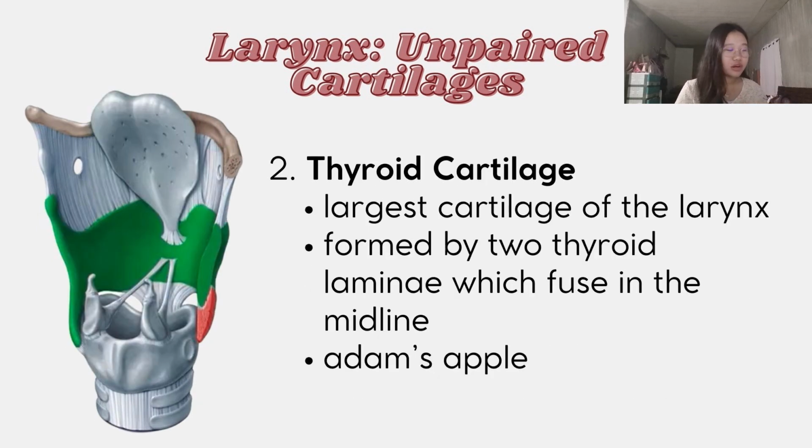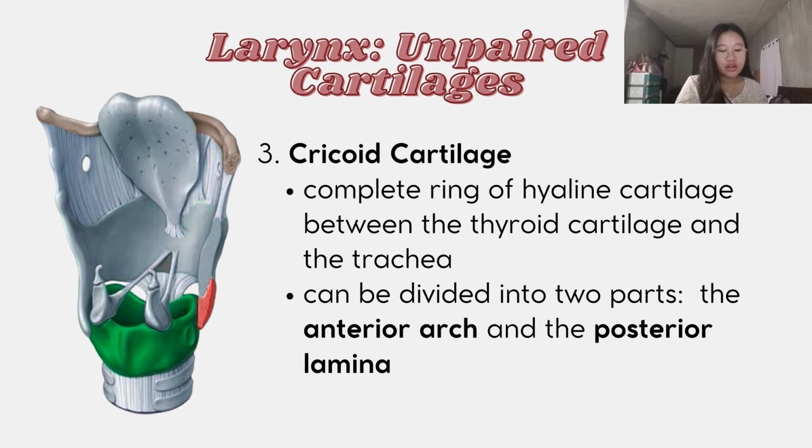Second is the thyroid cartilage. It is the largest cartilage of the larynx, and it is formed by 2 thyroid laminae which fuse in the midline. The inferior 2/3 form the laryngeal prominence, or the Adam's apple. As I've mentioned earlier, the thyroid cartilage grows until we're 40 or so, and it projects anteriorly in the midline, forming the Adam's apple. So this is the cartilage that sticks out sa men or sa male.